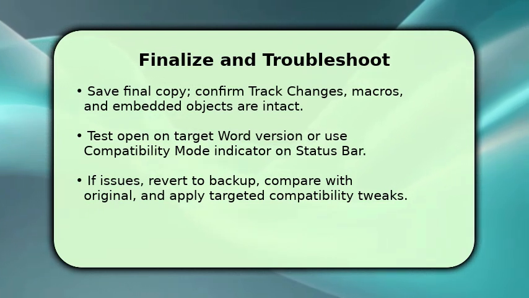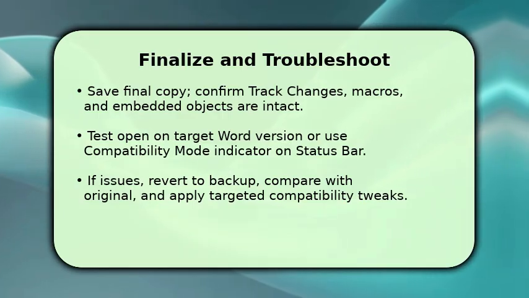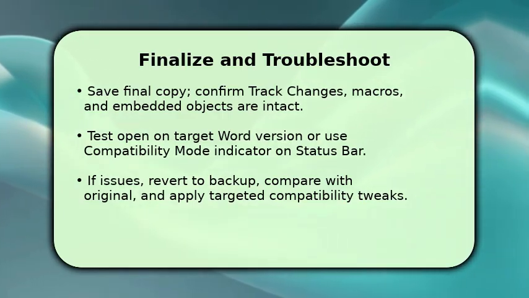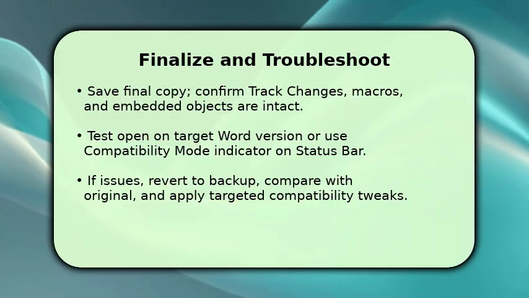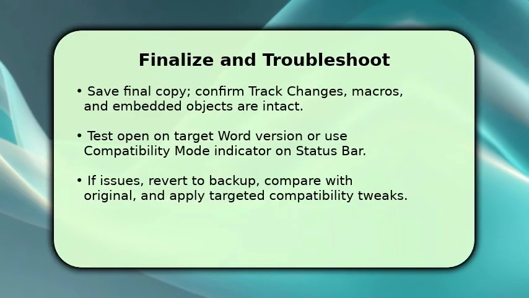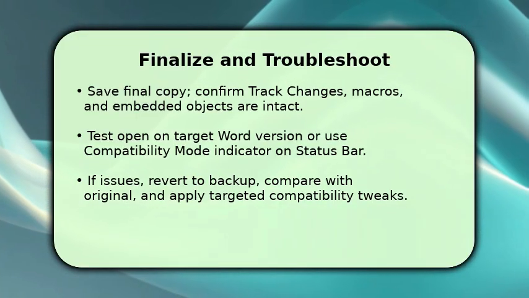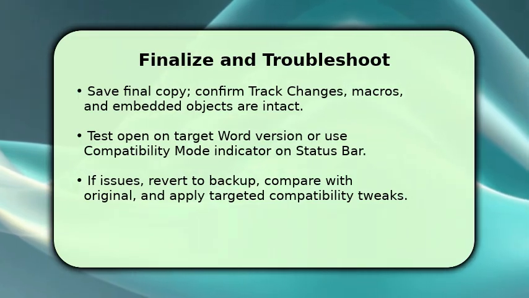Check track changes, macros, and embedded objects to ensure nothing lost. Once saved, test the document on the target Word version or look for the compatibility mode indicator on the status bar to confirm behavior. If layouts shift or features break, revert immediately to your backup, compare differences, and apply specific compatibility tweaks in Options Advanced.